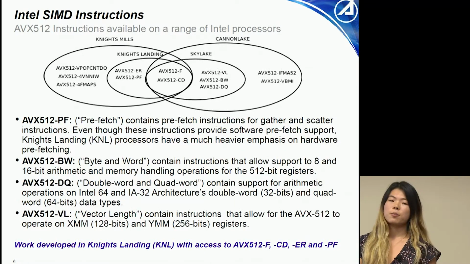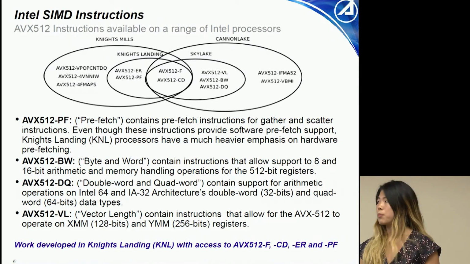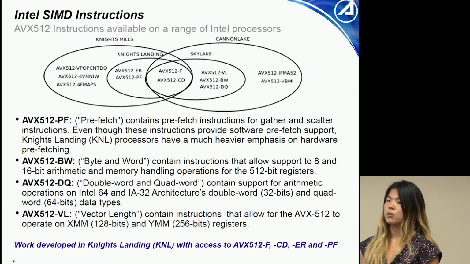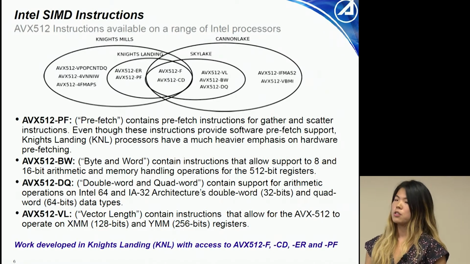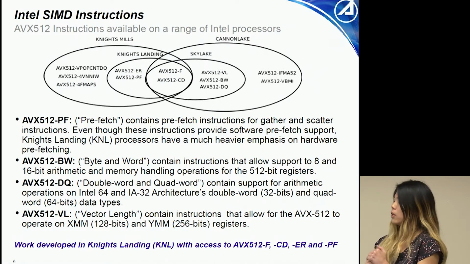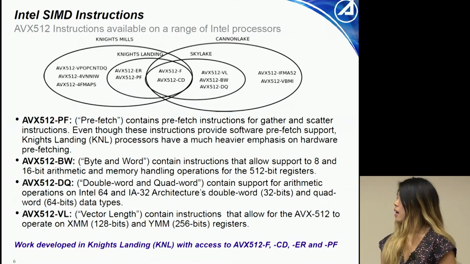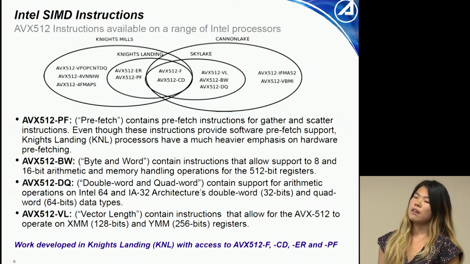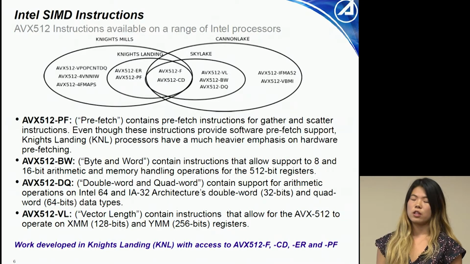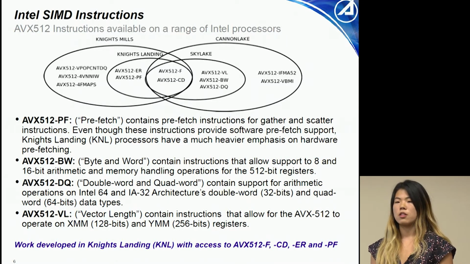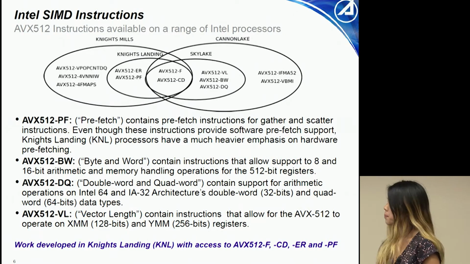There's also AVX512PF, which contain prefetch instructions, AVX512BW, which contain byte and word operations, so those are 8-bit and 16-bit data types. We have AVX512DQ, which are the double and quad word operations that operate on 16-bit and 32-bit data types. And then finally, there are the AVX512VL, which are the vector length operations, and those operate on the 128-bit registers and the 256-bit registers.